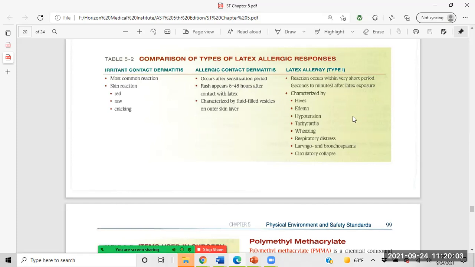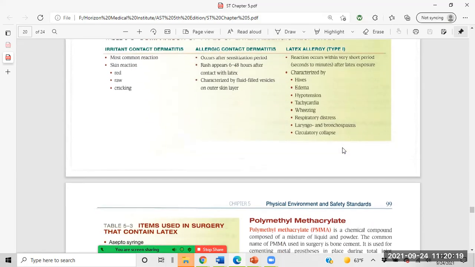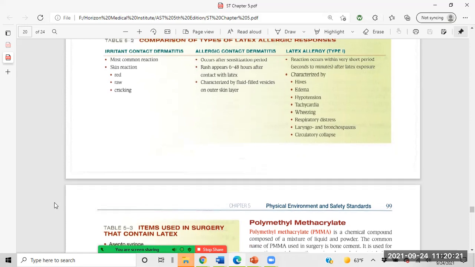Now, latex allergy type 1 happens within a really short period, seconds to minutes after the exposure. Hives, edema, hypotension, tachycardia, wheezing, respiratory distress, laryngeal and bronchial spasms, and then circulatory collapse. So this could be a very fatal reaction.